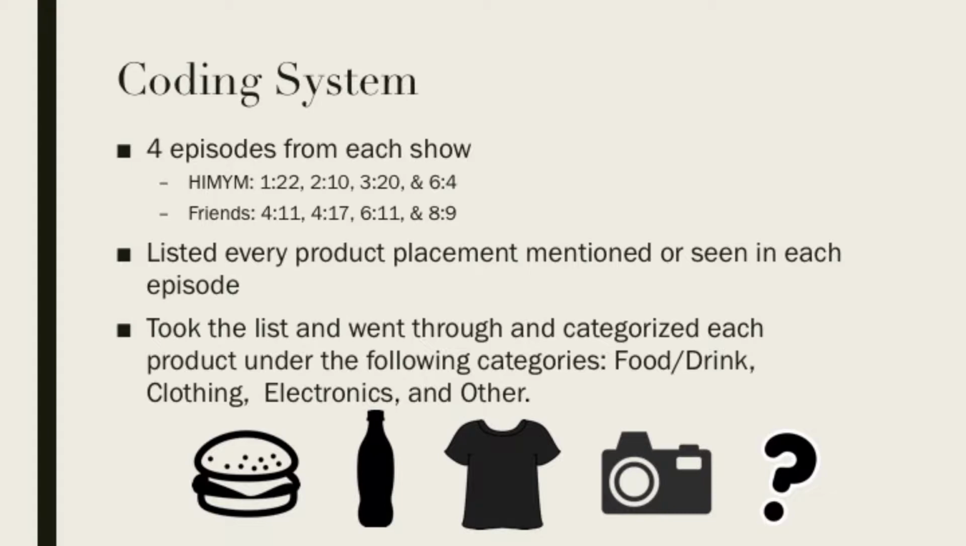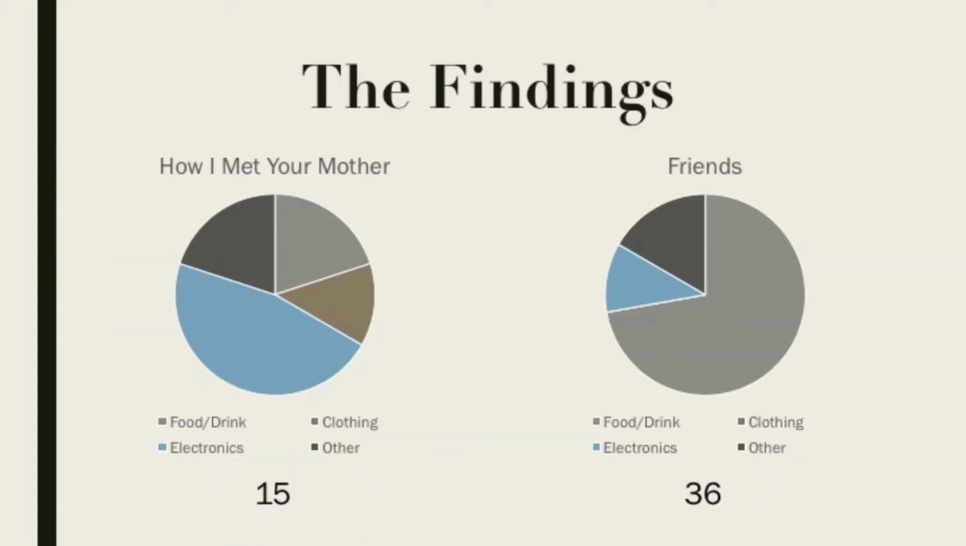I then went through and looked at all of the things I had written down and made categories based off of the top products. I made the following categories. I made food and drink, clothing, electronics, and other. And in the other category, that included things such as board games, sports teams, dish soaps, etc. Just kind of the things that didn't fit into the other categories. I came up with the following graphs.